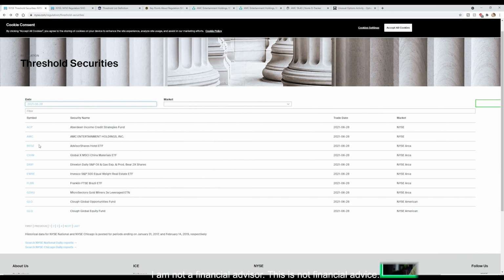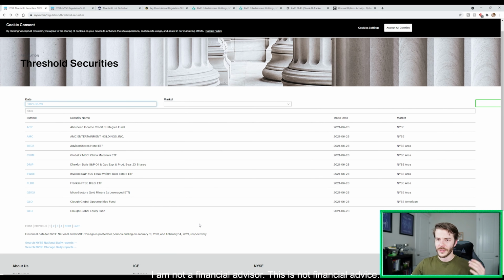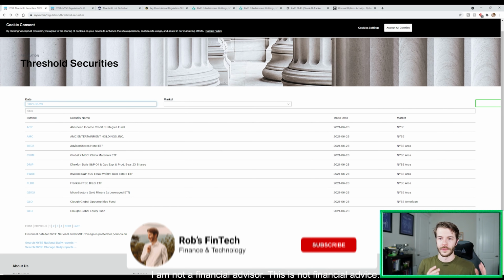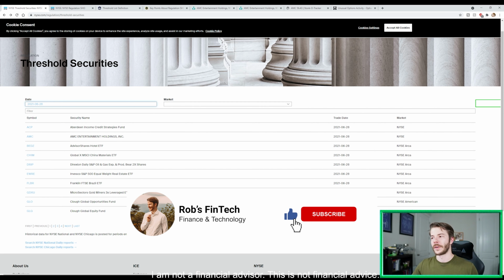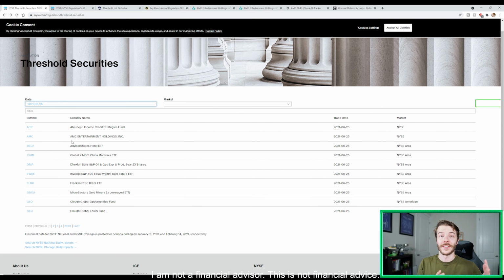But let's dive on in here and take a look at this. So the threshold securities list for 6/28, the second stock on here is AMC. We actually roll this back to the 25th. We were on this list on the 25th. Now, what does this exactly mean?